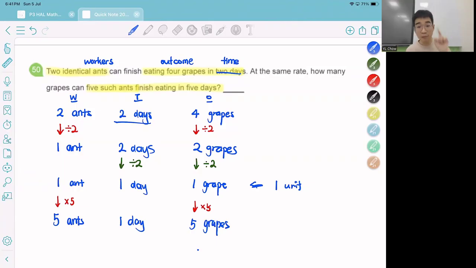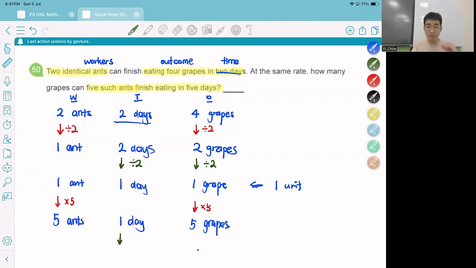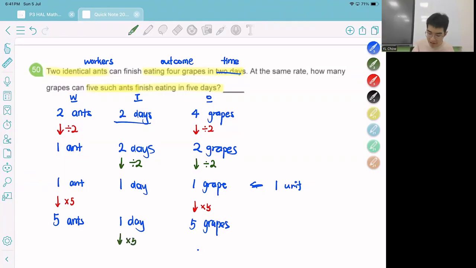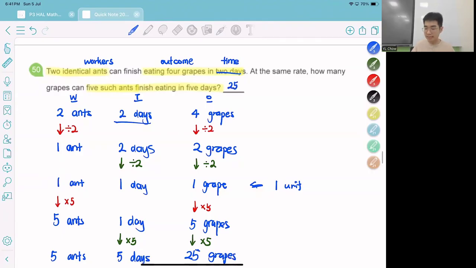Okay, but that is just in 1 day. This time I want 5 days. So when I have more time, I multiply by 5. The outcome, of course, will also be multiplied by 5. So 5 ants can eat 5 grapes in one single day. Every day, 5 grapes. So the same 5 ants, if you give them 5 days, they will eat 5 times 5, 25 grapes. And that is how you get your answer.